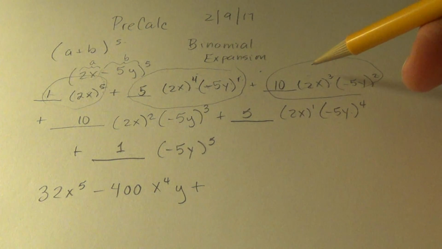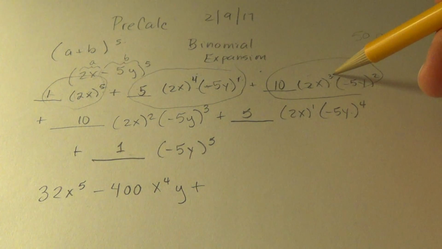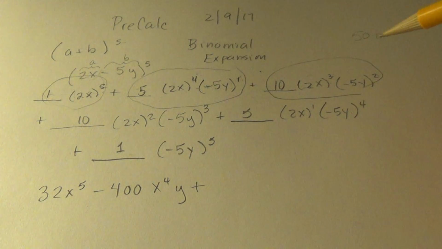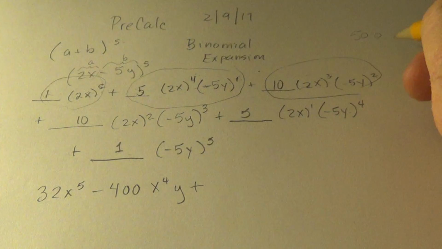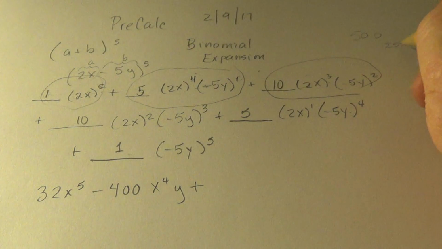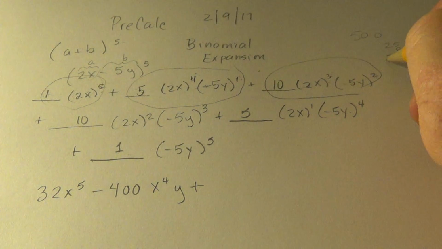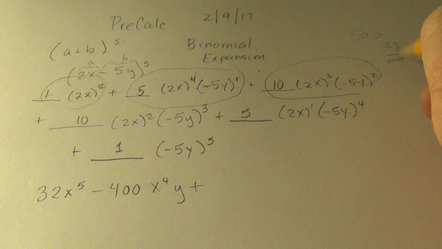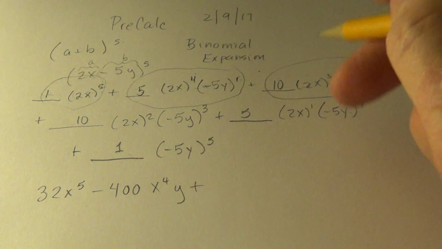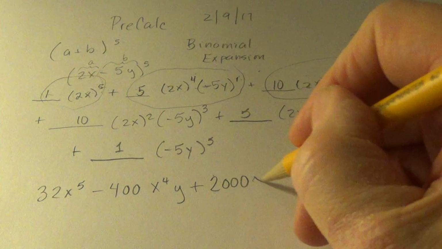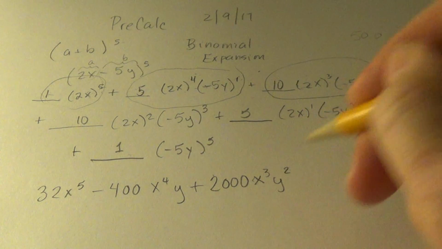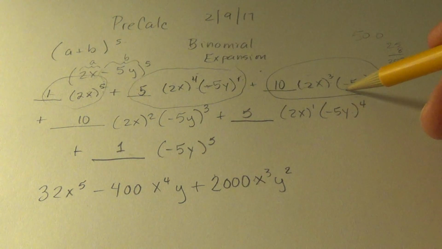Let me see. 2 to the 3rd is 8. Oh, I know. Oh, yeah. 5 to the 2 is 25. Oh, that's what I forgot. 25 times 8 is 200. And 200 times 10 is 2,000. All right, if you check that, I think I'm right now. And so we cleaned up that.